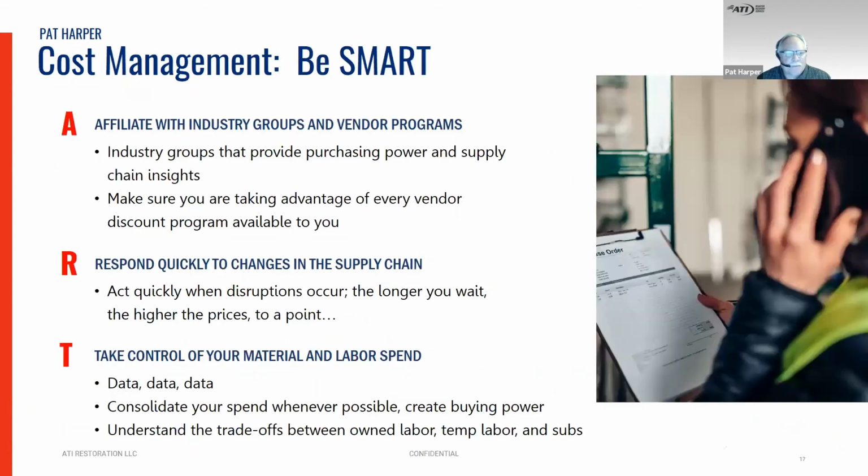Just go back one. So respond quickly, and then T, to take control. So I do use the word control here. This is about controlling your own spend, your own information internally. Look at your data. Where are you spending money? How many vendors do you have? Where's your top spend? Consolidate your spend where you can, especially on some non-commodity items. Really consolidate that spend, create buying power for yourself. I like to look at having 3 or 4 strategic partners versus 10 or 20 vendors. So look at your strategy around how you're spending your money, where you're spending it.